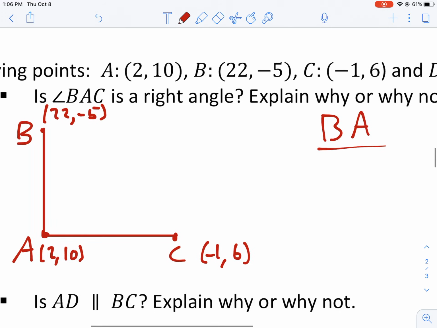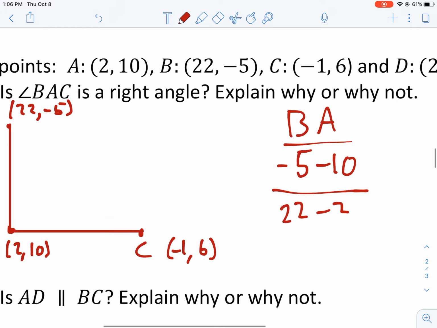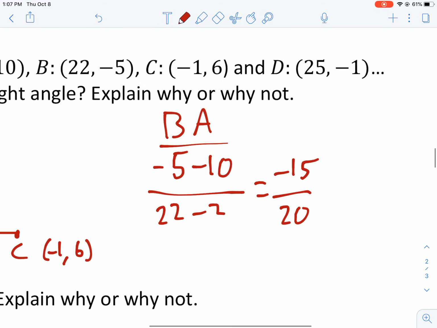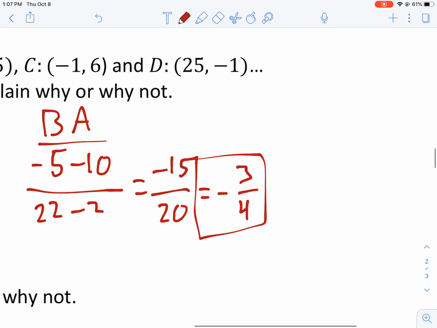So first I'm going to find the slope of BA. So if I do that, I have negative 5 minus 10 over 22 minus 2. Negative 5 minus 10, that's negative 15. 22 minus 2 is 20. And this actually simplifies to negative 3/4, okay? So BA has a slope of negative 3/4.